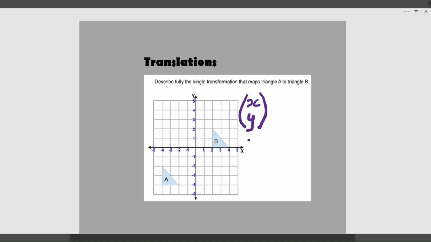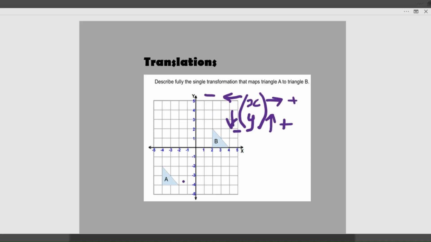y-axis. Now if the shape has gone up, that one gives us a positive answer. If it goes down, that one will give us a negative on the answer. So the same with the x. So if it's going right, it's positive, and if it's going left, it's negative.